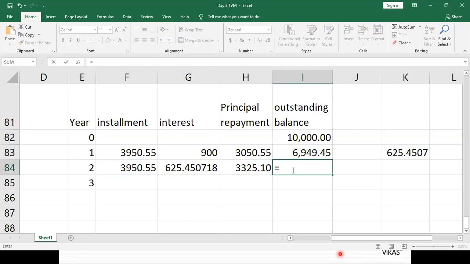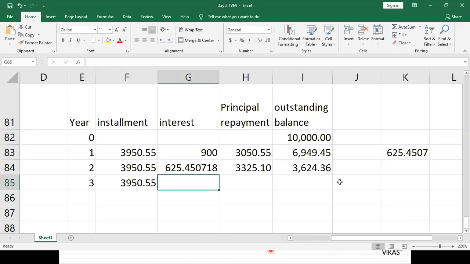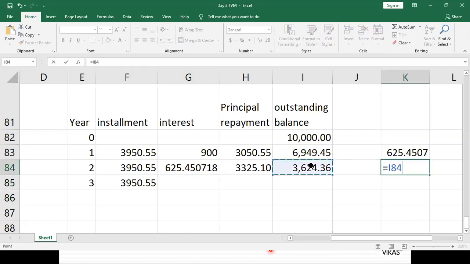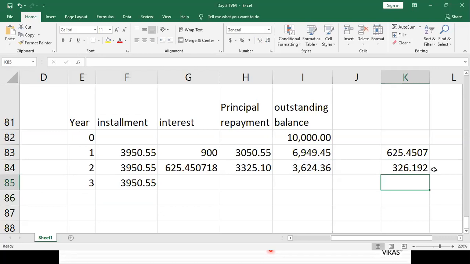Again, we calculate the outstanding balance. This is the outstanding balance at the end of year one, and the principal we paid during the period is 3,325, so we subtract this value. Then the outstanding balance is 3,624. Again, our installment is the same, and we have to find out the interest. So this outstanding balance times the interest rate 0.09 is 326. That is the interest.